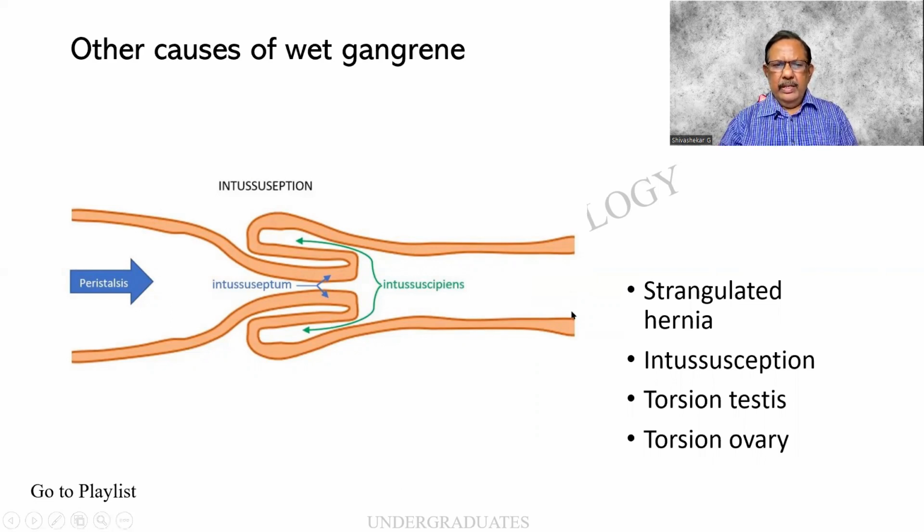This is a diagram of an intussusception. Intussusception is nothing but a loop within a loop. This is the proximal intestine and this is the distal part of the intestine. Now what happens when a patient is under anesthesia? You find that the entire intestine is also without any neurological stimulus.